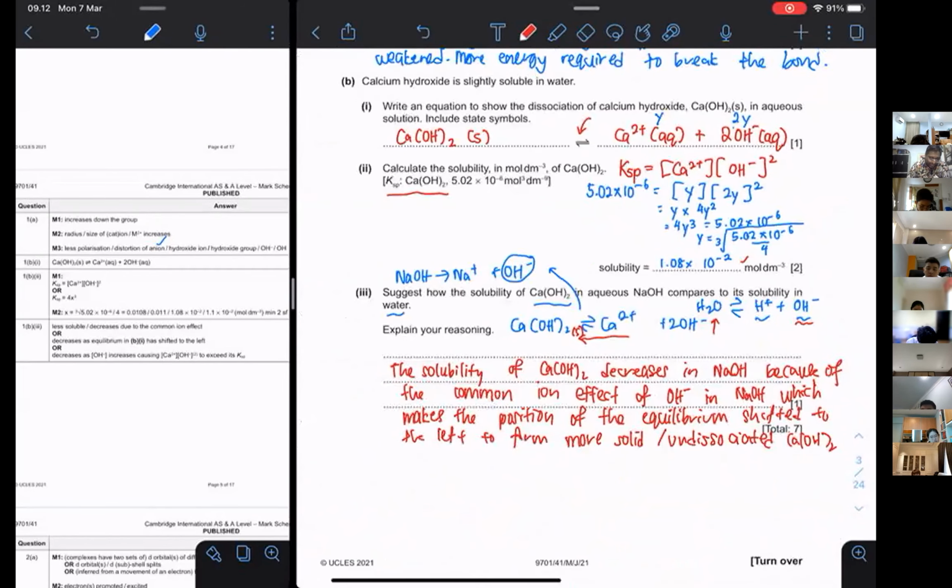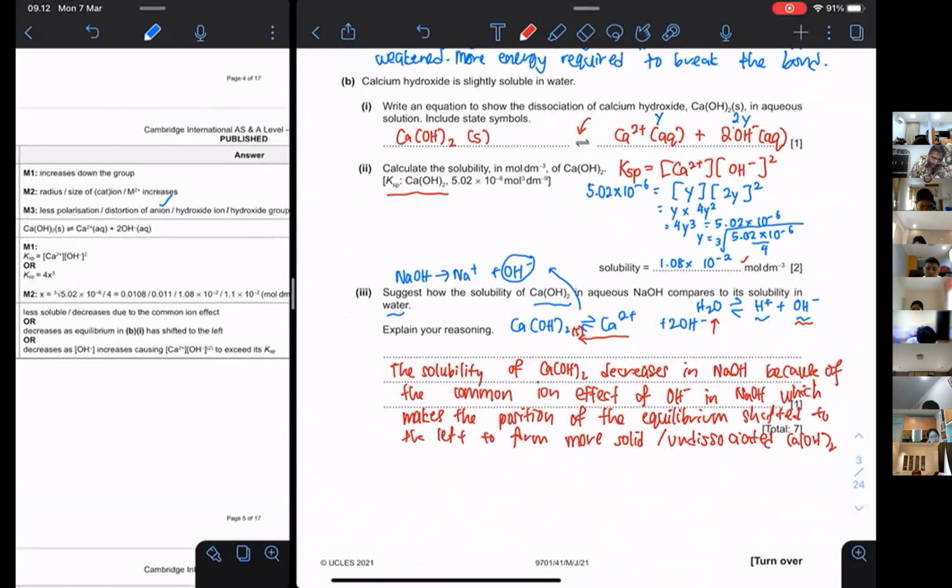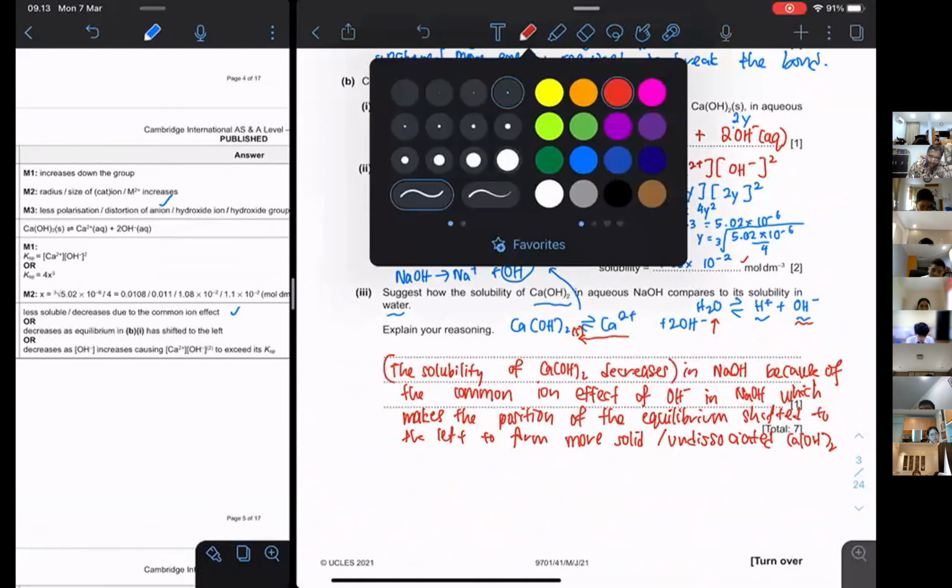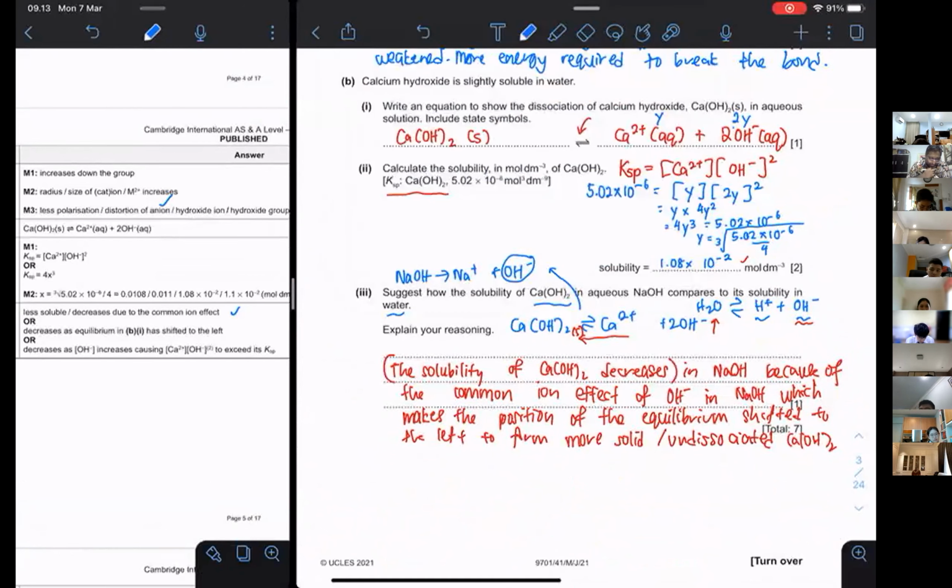The same you can see over here, okay, in the answer key. They say less soluble, okay, we did it, yeah. So we say the solubility decreases, so that's going to be the answer, okay, 1 mark. And then they say that it decreases as equilibrium shifted to the left, okay, done. And then common ion effect, we actually mentioned common ion effect is also done.